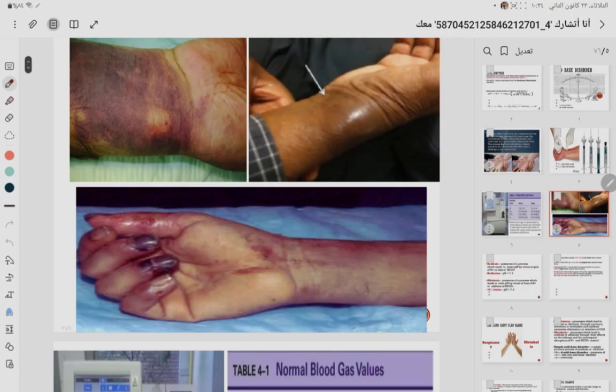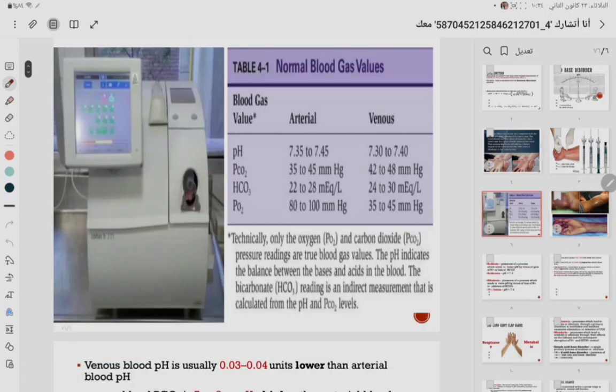Okay, next. So normal gas values: pH is between 7.35 and, as we know, 7.45. If it's a venous gas, the pH will be lower by 0.05, so it will be 7.3 to 7.4. PCO2 is 35 to 45, ideally 40, and in the venous 42 to 48. Arterial bicarb is 20 to 28, which is 24 plus or minus 2. PO2 is between 80 and 100 millimeters of mercury, and in the venous it is 35 to 40 millimeters of mercury, and the venous O2 saturation is often around 70s, okay?